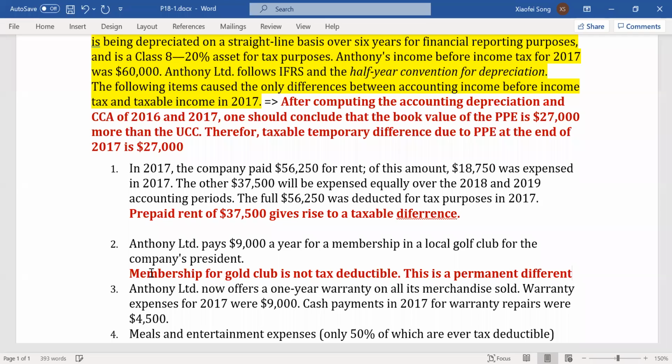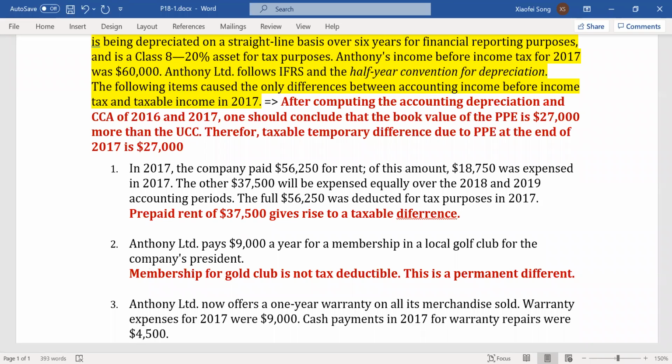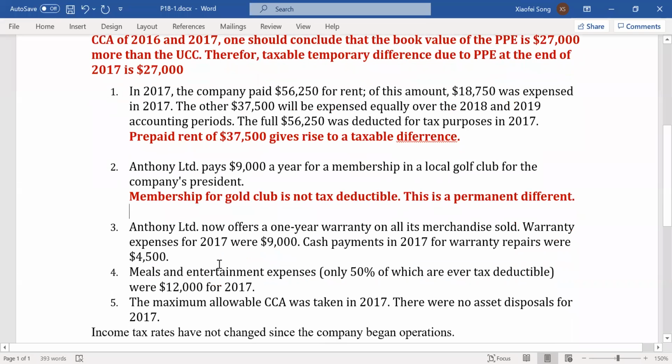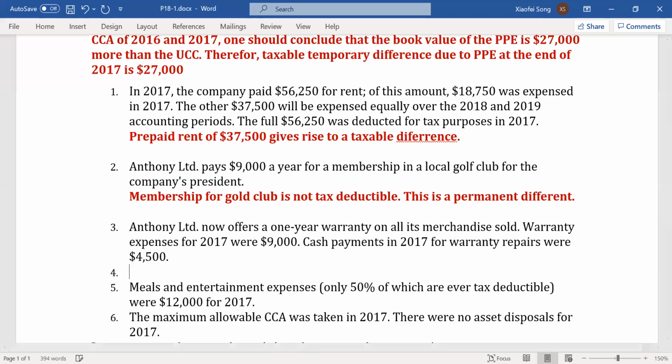So we need to make an adjustment for that. Okay, why is it not deductible? It's just not deductible because it's not particularly necessary for business purposes. It's a perk for the president. So the government says it's not deductible, and we're not going to argue with the government.